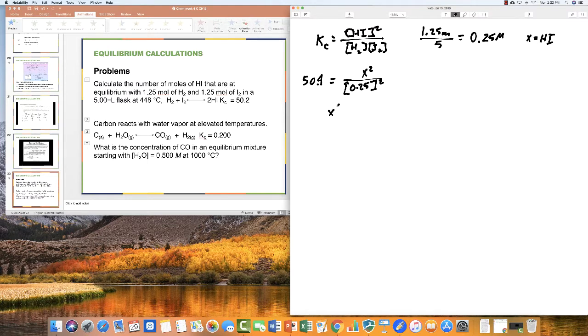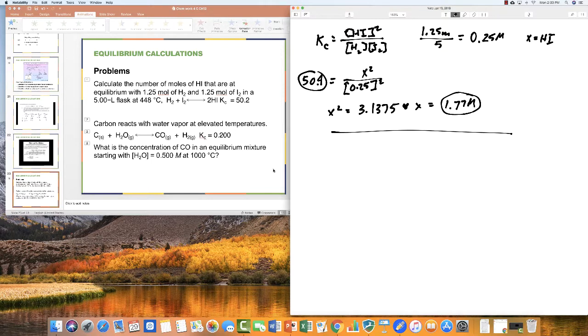So X squared is going to equal 3.1375. You square this and then multiply it by 50.4, so that X is going to be the square root of that, which is 1.77 molar. So if at equilibrium, the concentration of these is given here, then the concentration of hydrogen iodide has to be 1.77 in order for the equilibrium constant to be 50.4. So that's the first one.